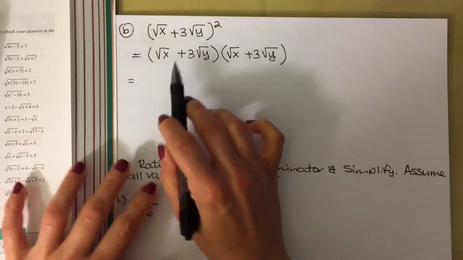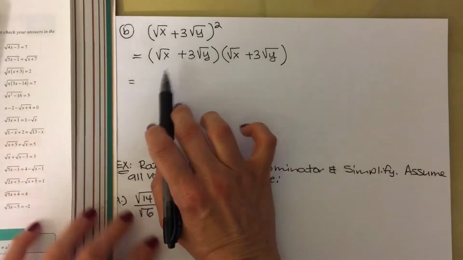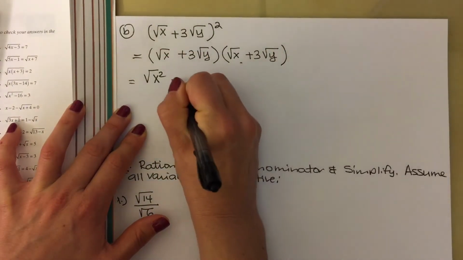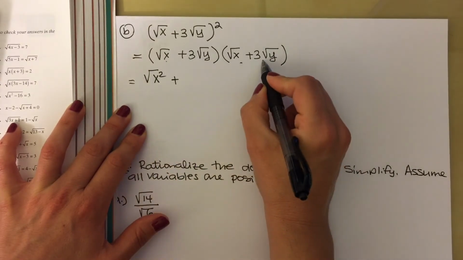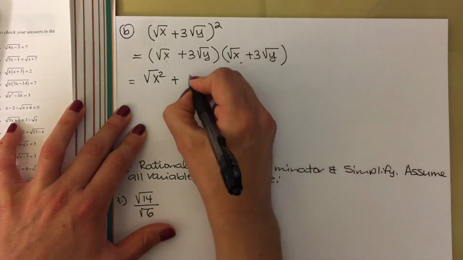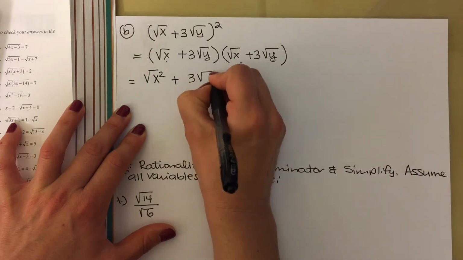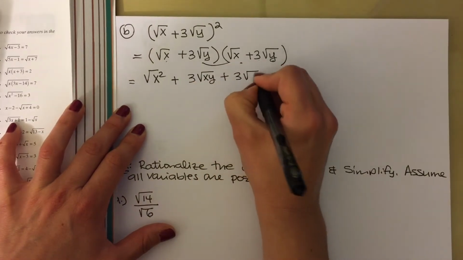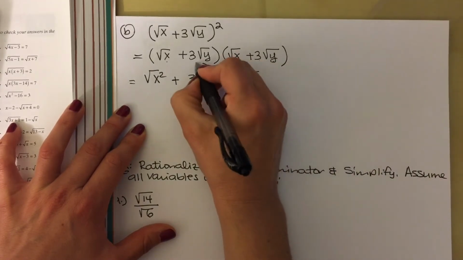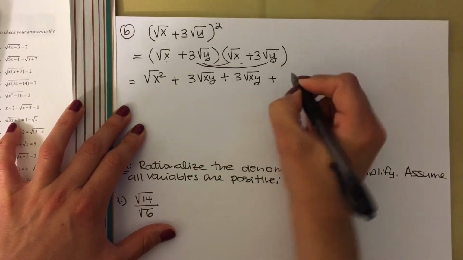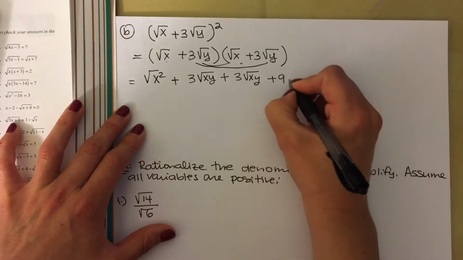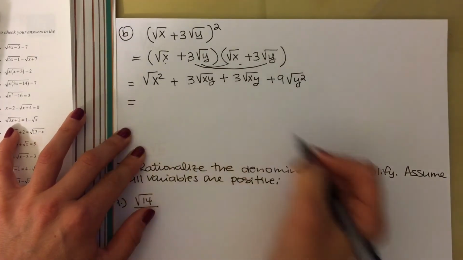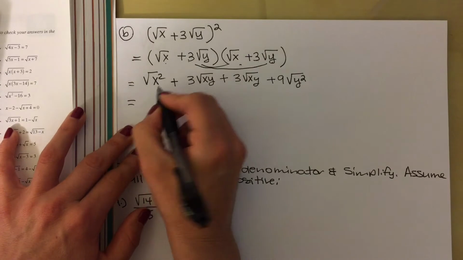So we have the first terms, square root x times square root x is square root of x squared, plus square root of x times 3 square root of y gives us 3 square root of xy, plus these two, we get the same exact, plus the last 2 terms, 3 times 3 is 9 times square root of y squared. Let's simplify. Square root of x squared is just x.